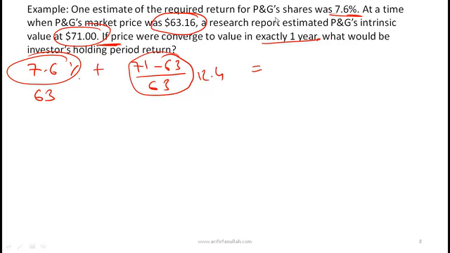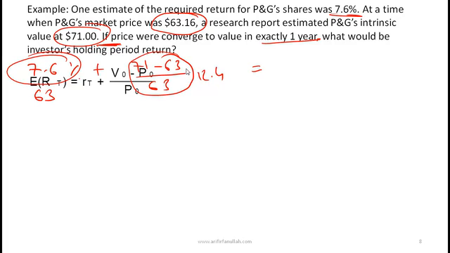And look, if you read the words very carefully, at a time when P&G's market price was 61, a research report estimated the intrinsic value at this. Another practice question later will actually tell you that the expected price after 1 year is whatever. Okay, so there you would use a different logic. And if you have your curriculum in front of you, which I hope you do, you can actually look at this and don't make simple problems complicated. All you're doing here is the 7.6 based on the return plus the correction that you hope will happen.